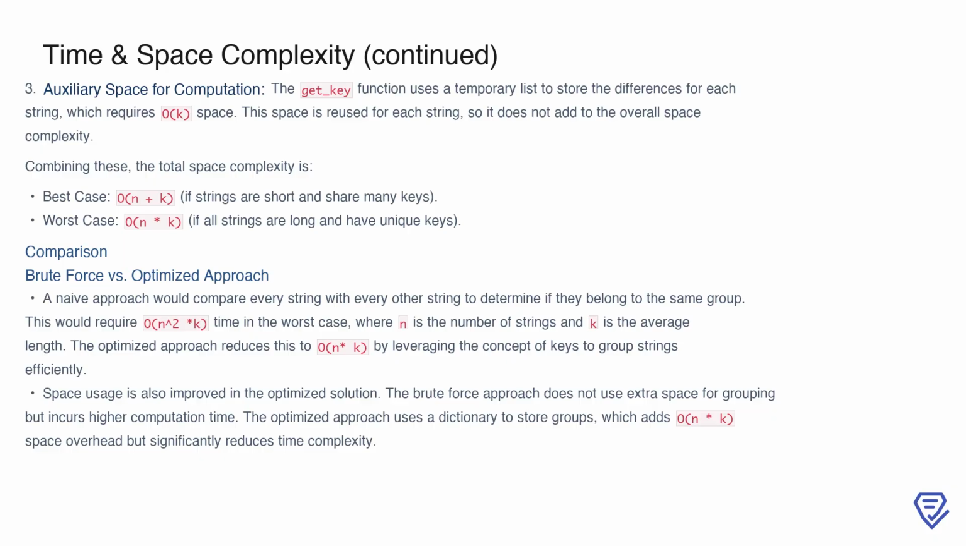When comparing this optimized approach to a brute force method, the difference becomes clear. A naive approach would involve comparing every string with every other string to determine group membership. This would require n²k time in the worst case, significantly higher than the n*k achieved here. While the naive approach avoids extra space for grouping, the optimized solution uses a dictionary to achieve a dramatic reduction in time complexity, with a manageable n*k space overhead.